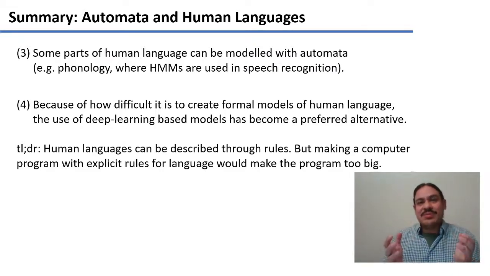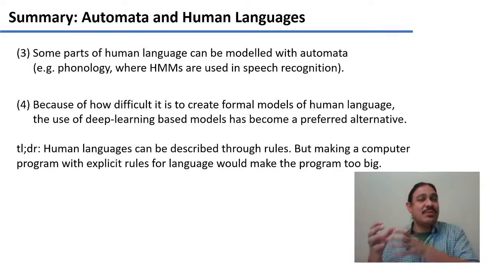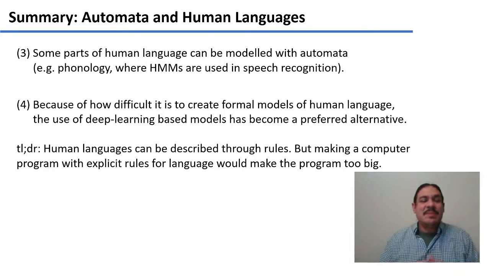This is why people try to use things like deep learning, for example, where rules are more opaque and it's more difficult to know what the computer is doing, but it helps us with some of the weaknesses of having to model every single rule. In summary, human languages can be described by rules, but making a computer program with explicit rules would make it too big and would make it run for too long.